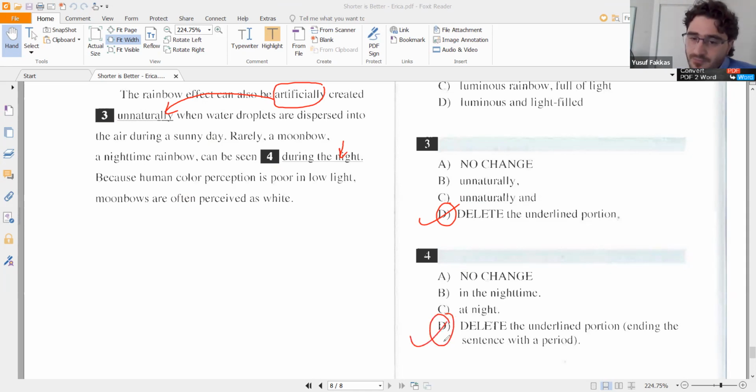Because like they said nighttime. Exactly. During the night. Yes, thank you guys. So it's already mentioned that it's at night time.